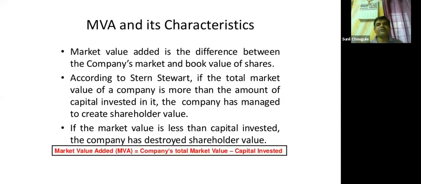Now, how does MVA work out? MVA is the difference between the company's market and book value of shares. According to Stern Stewart, if the total market value of a company is more than the amount of capital invested in it, the company has managed to create shareholder value. And if the market value is less than the capital invested, the company has destroyed shareholder value. So market value added is equal to the company's total market value minus capital invested.